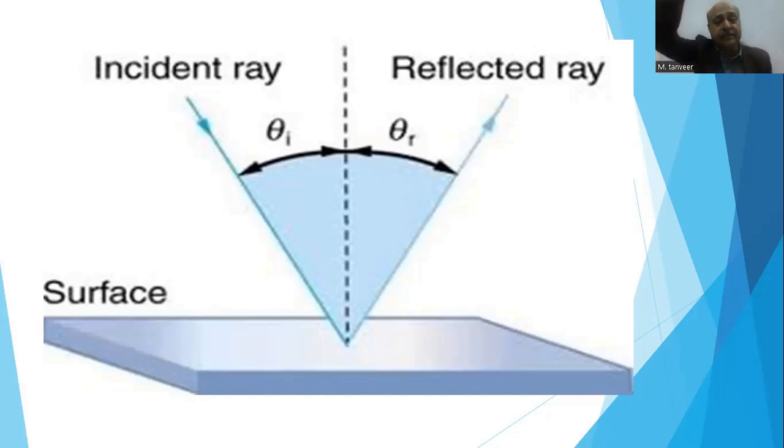And the line which is drawn perpendicularly is called the normal. Since this line is drawn perpendicularly, it is called the normal. The incident ray makes a certain angle with the normal. It is called the angle of incidence. And the reflected ray also makes a certain angle. This is called the angle of reflection.